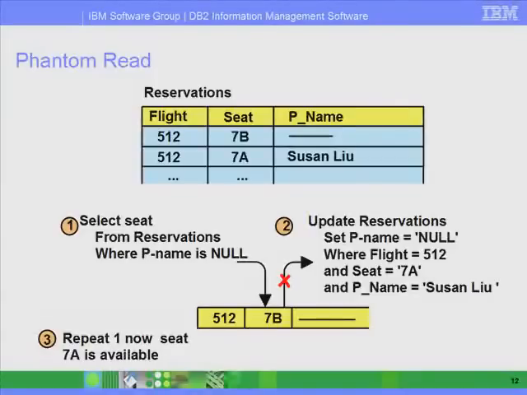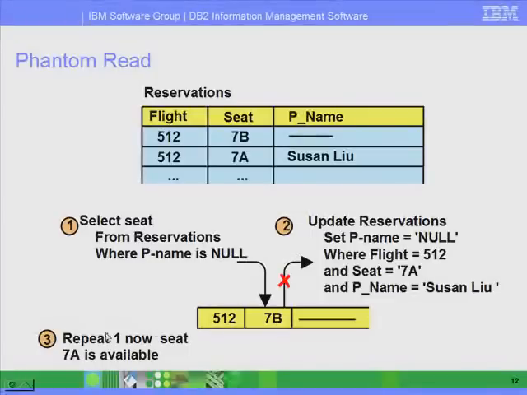The next problem is called phantom read, which is similar to non-repeatable read, but instead of reading fewer rows, you're going to read more rows, right? For example, here you have the reservations table. Application A is doing a select statement where p name is null, so it's going to get the first row. Then comes the second application, which performs an update so that the second row, where the p name is new, is now going to be null.